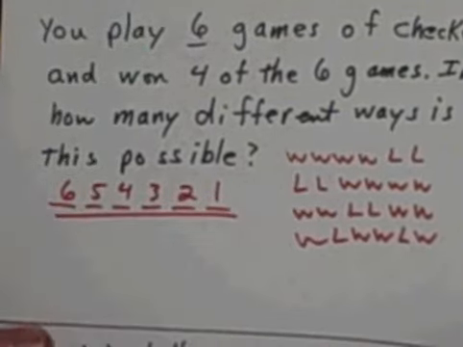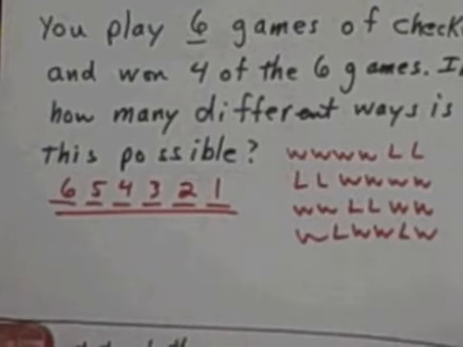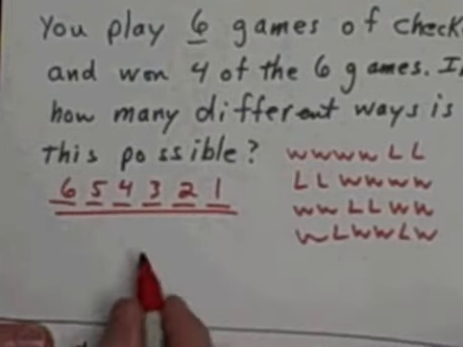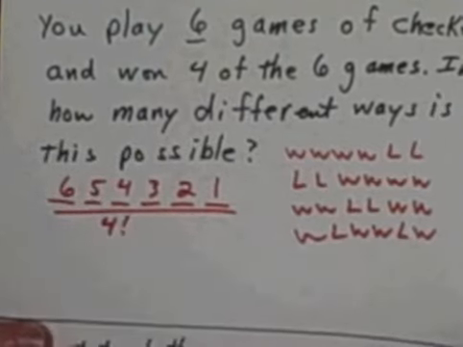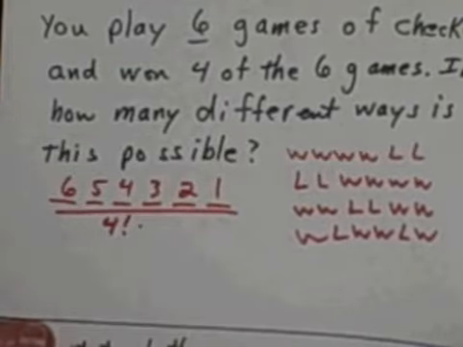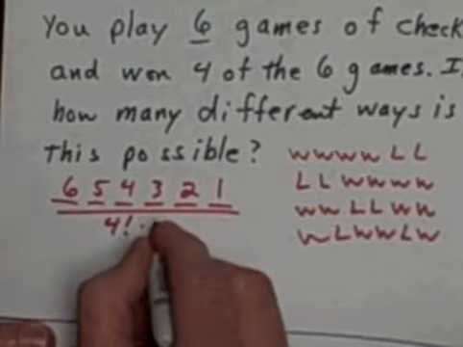And then we divide it by the factorial of the number of wins. Well, since we're winning 4 times, that's 4 factorial. Also multiplied by the factorial of the number of losses. That's 2 factorial. So this really amounts to basically the fraction 6 factorial divided by 4 factorial times 2 factorial.